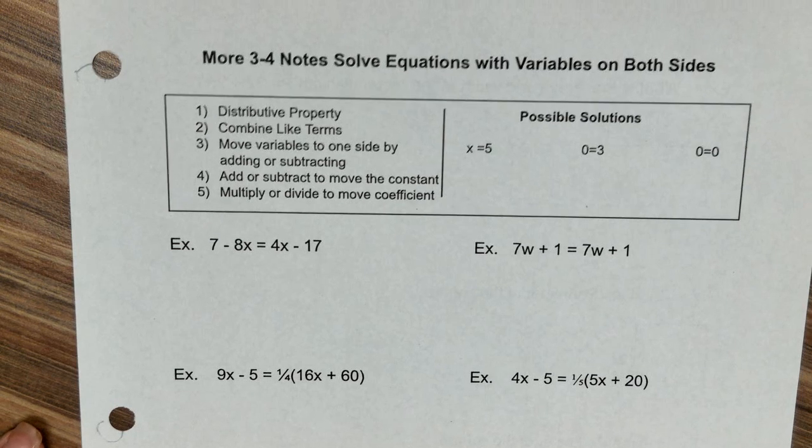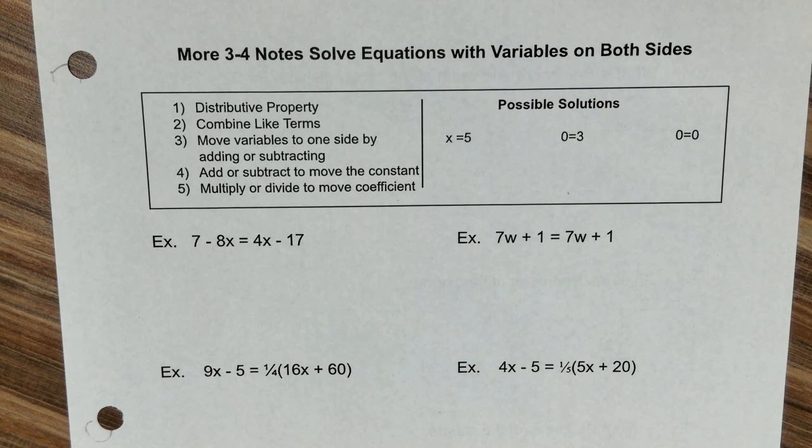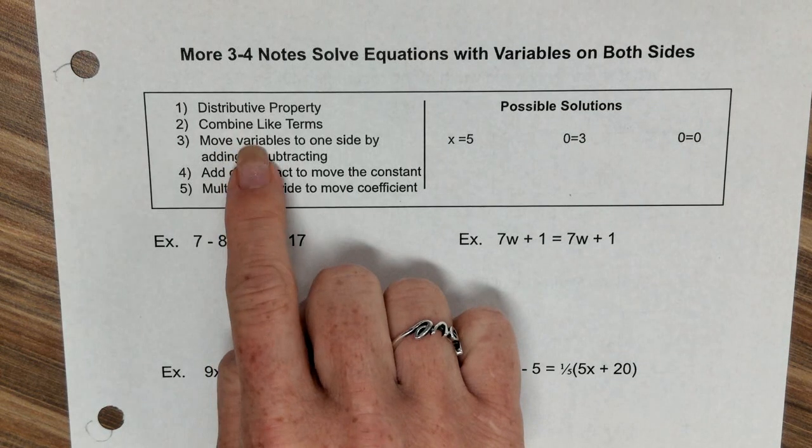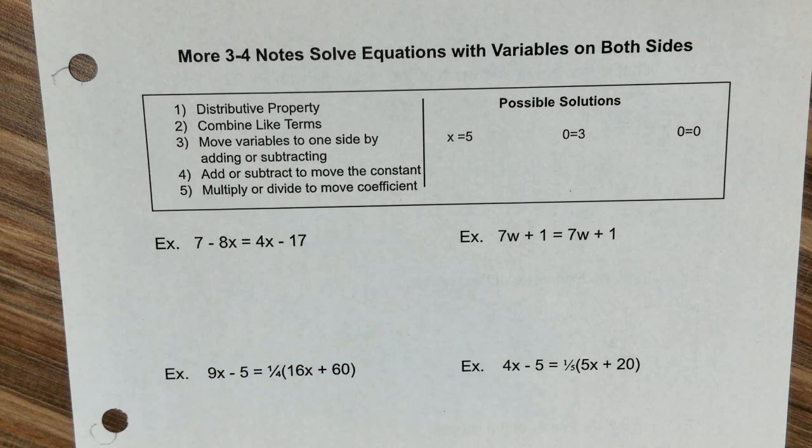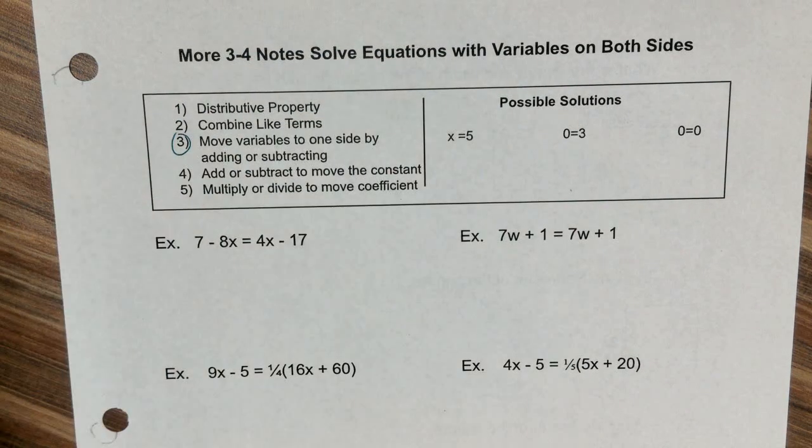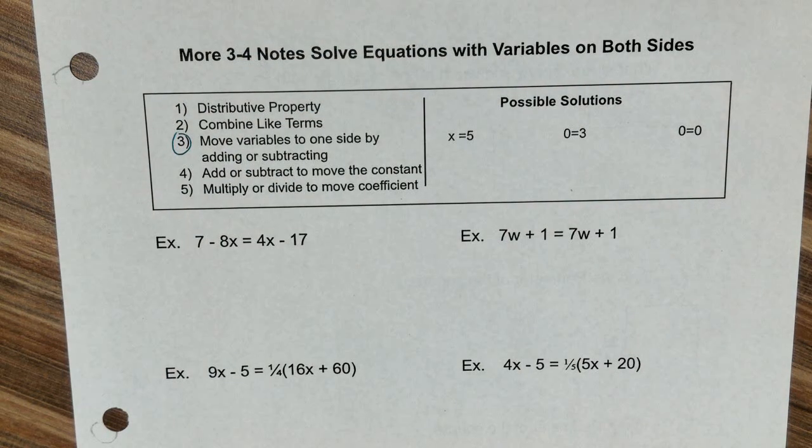So yesterday we learned how to solve equations with variables on both sides, and I wrote the steps over here. Remember, the first thing you have to look for is: are there parentheses that I need to deal with, the distributive property? Then you're going to look at each side and say, do I need to combine like terms on either side? Then this was the new step from yesterday right here, move variables all to one side by adding or subtracting. Remember that you're moving the entire term.